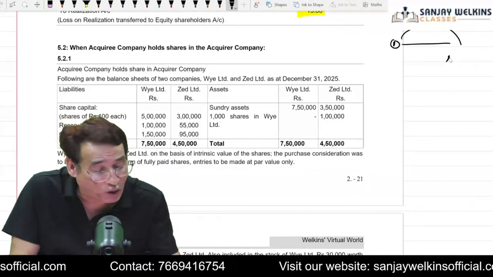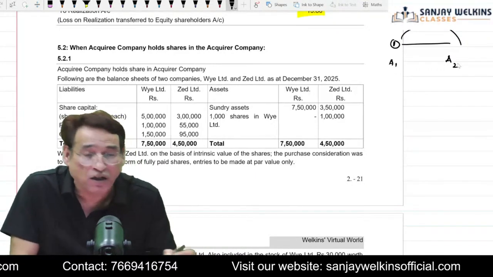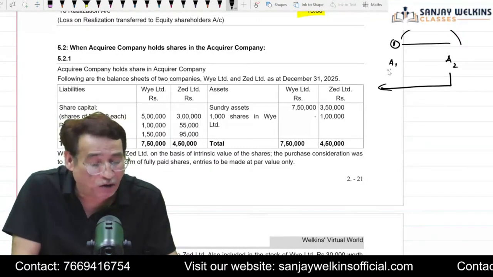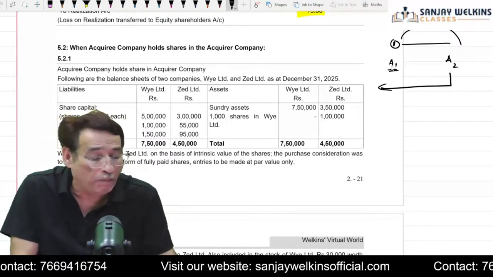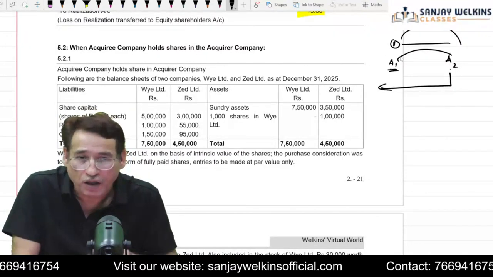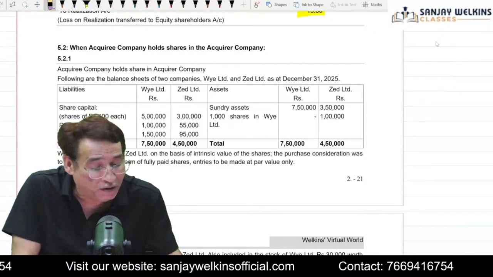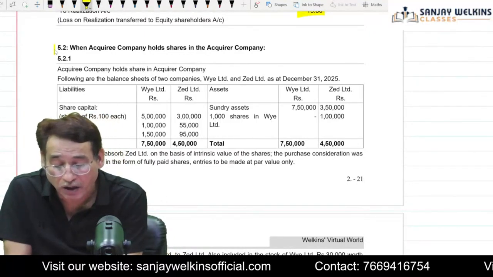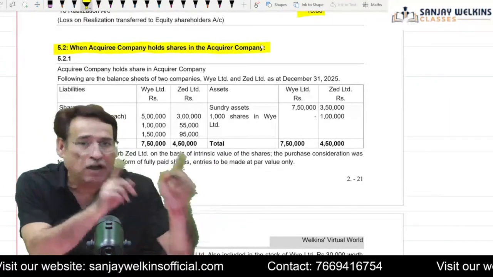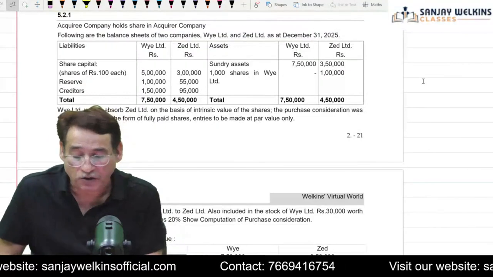In this case, let us say the acquirer entity is A1 and the acquiree entity is A2. We will see that the acquiree entity is already having some shares in the acquirer entity. Before this entity was taken over by A1, they were already having some shares of A1. Are you getting my point? So the second situation we now come across is when the acquiree company holds shares in the acquirer company. How are we going to proceed in such a situation?